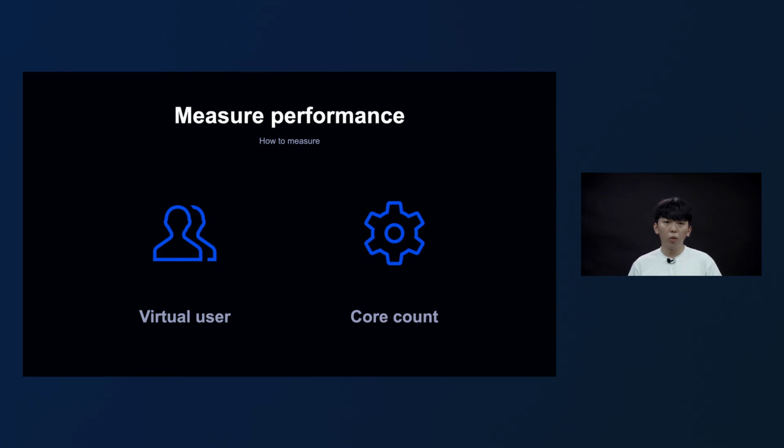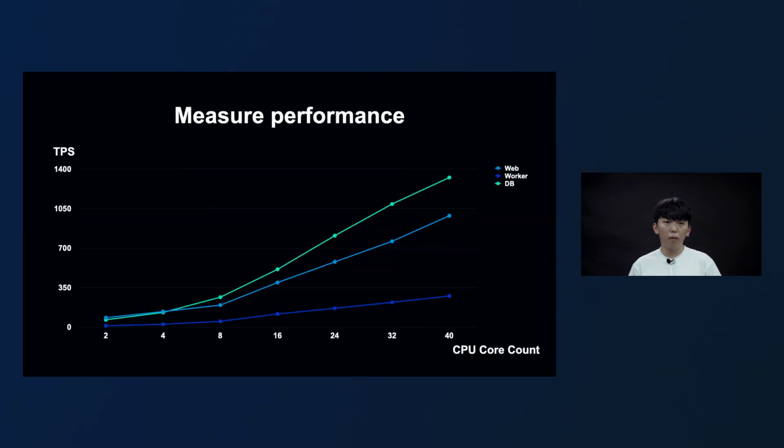Web and DB gradually increased the number of virtual users and measured the CPU usage and load average when the number of requests increased. And we increased the number of CPU cores together to find out the relationship between the number of cores and the TPS. And the Worker changed the TPS and number of CPU cores to check the TPS at the point where the job started to accumulate in the event queue. As a result, we were able to derive a chart like this.